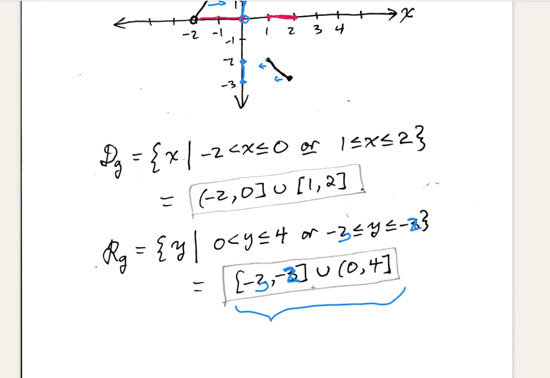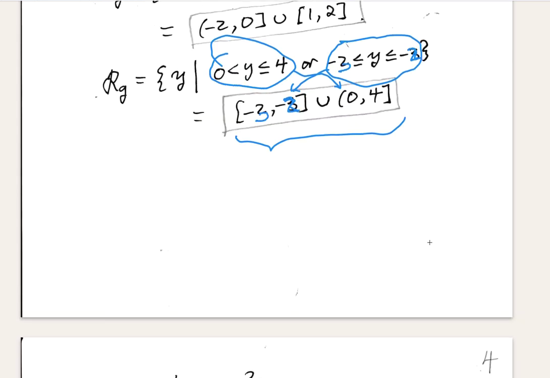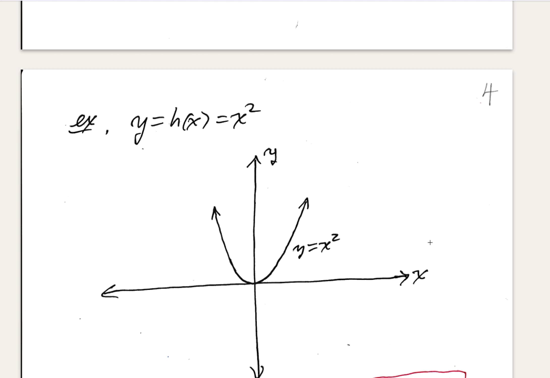So the way I've drawn it up there, I drew this one first and then this one. But the way we like to write things, I wrote this one first and then this one in interval notation. Okay, alrighty, so let's keep going here.